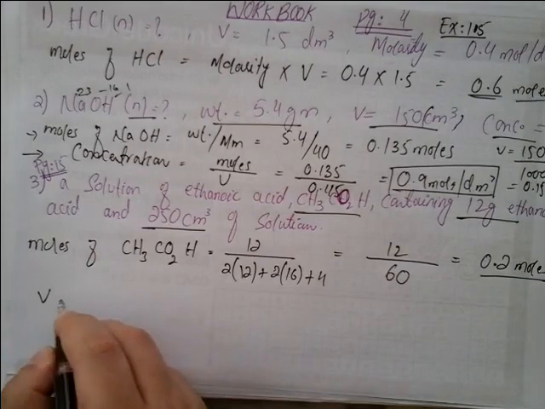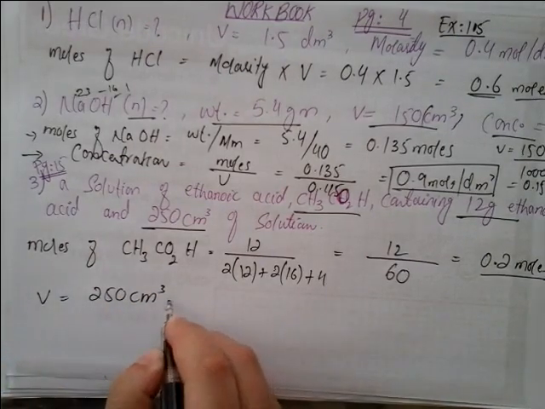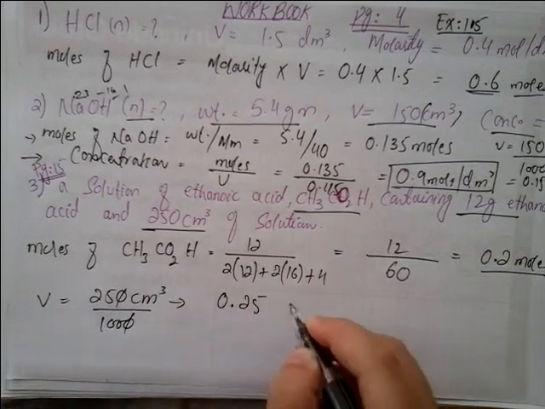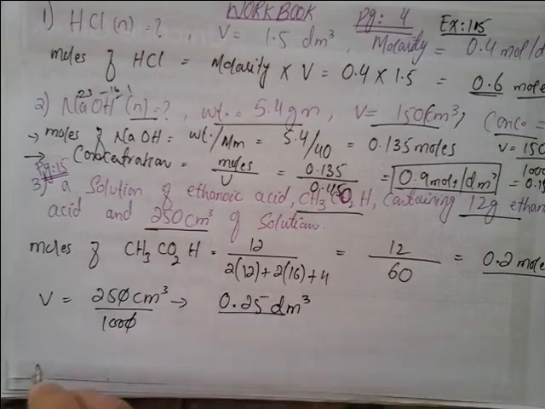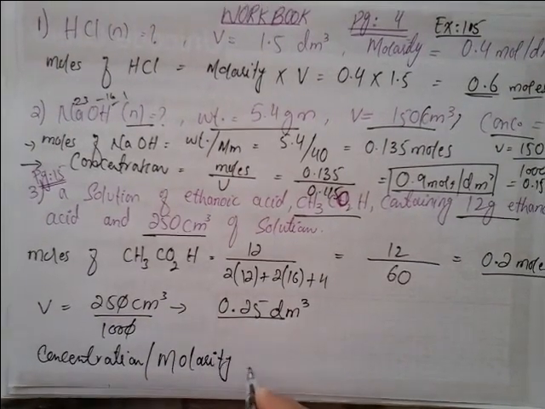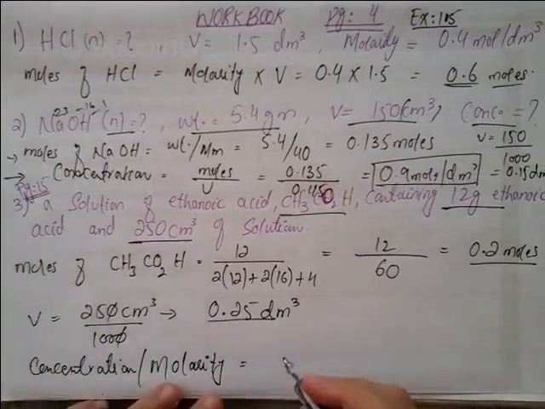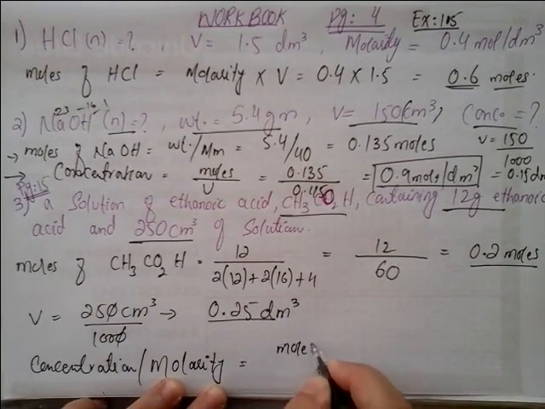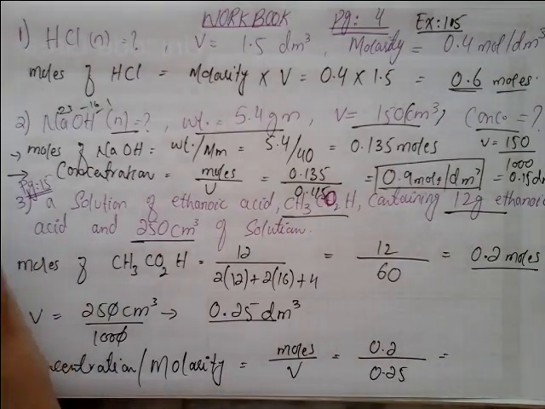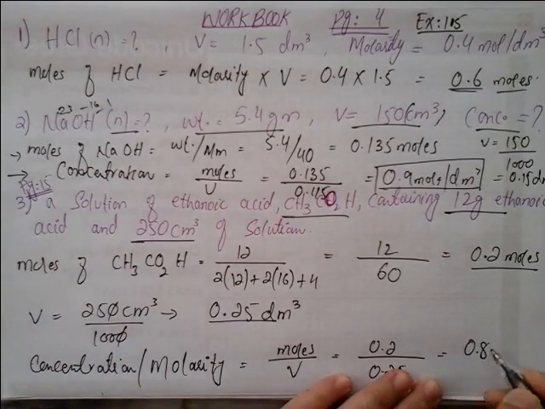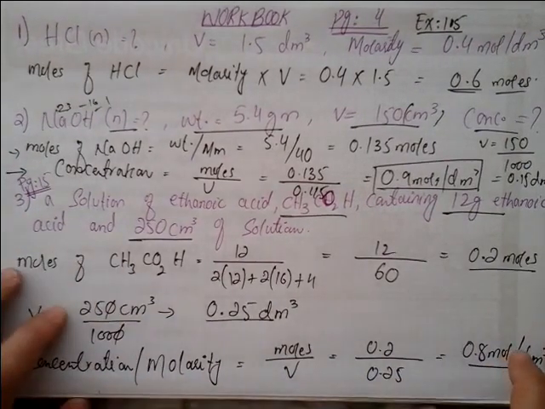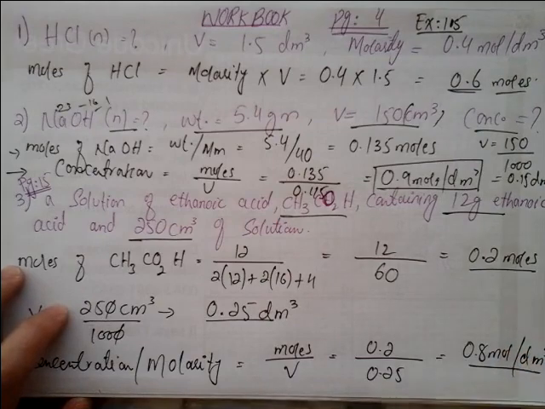moles. The volume is also given in centimeter cube. We have to convert it into decimeter cube. For that we divide by 1000, so it comes out to be 0.25 decimeter cube. Now we will find the concentration, sometimes also called molarity. This is equal to moles over volume. 0.2 moles divided by 0.25. So 0.2 divided by 0.25 comes out to be 0.8 moles per decimeter cube. So this is how you can find volume, molarity and moles from this equation.